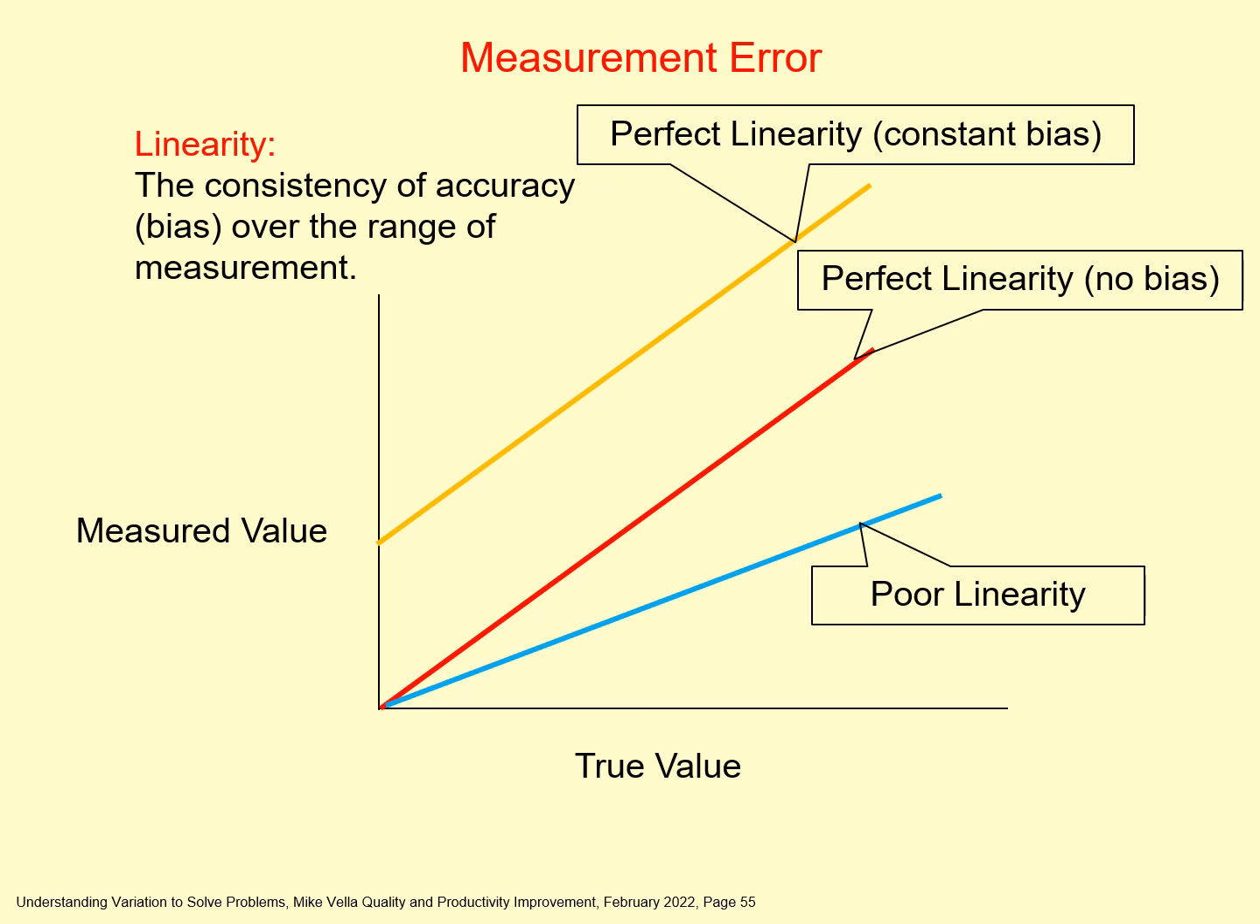Perfect linearity, but with a constant bias or a constant error, is represented by the yellow line. It has very good linearity. It's just that it starts at a different point. The starting point is off. And poor linearity is one where the gauge changes and gets worse one way or another in terms of being able to measure. In this case, it has more error, more bias as the part gets larger and larger. So that's the issue of linearity.